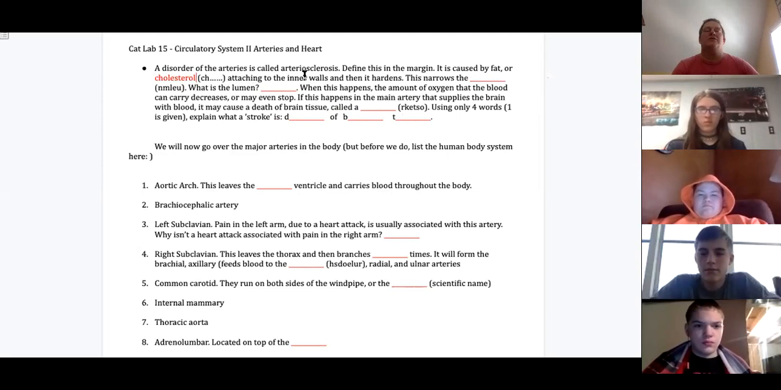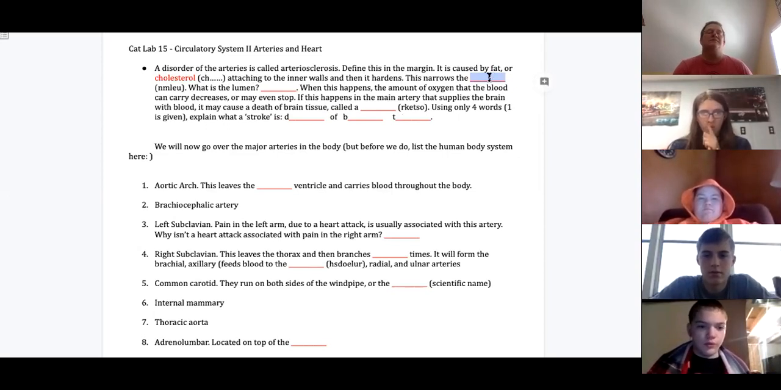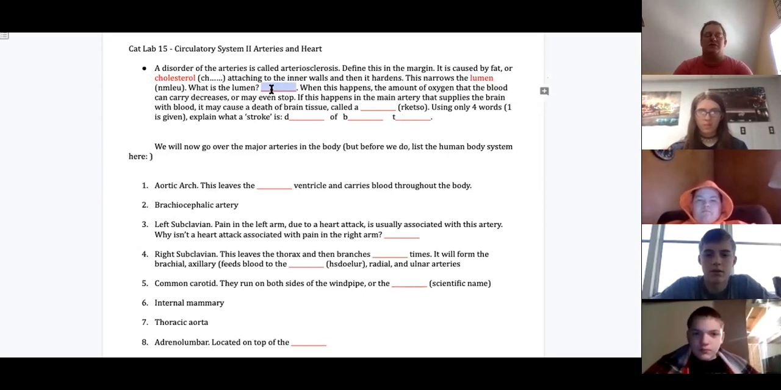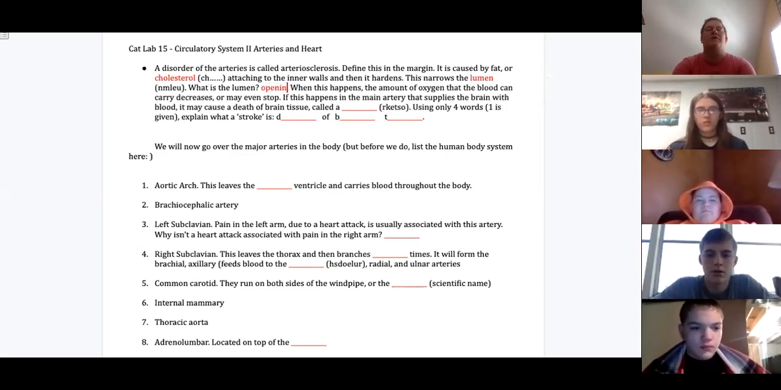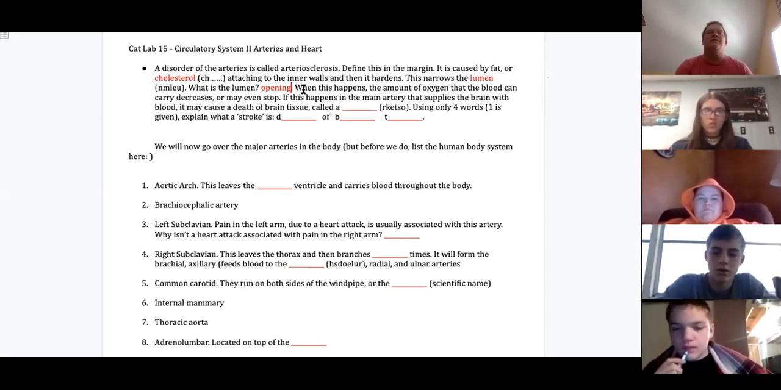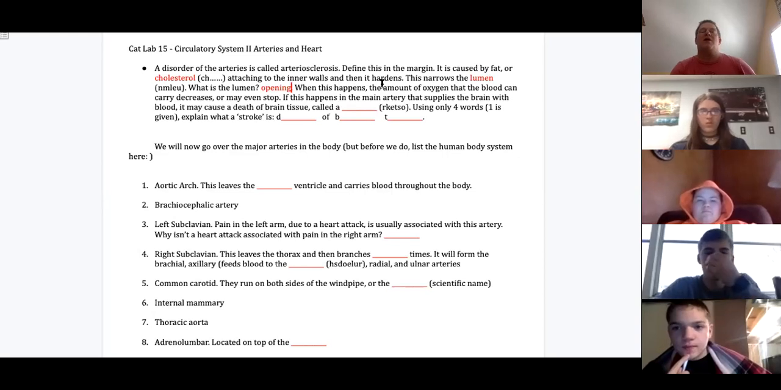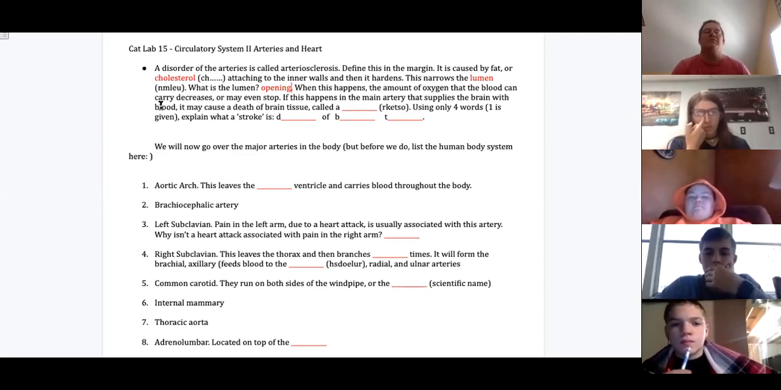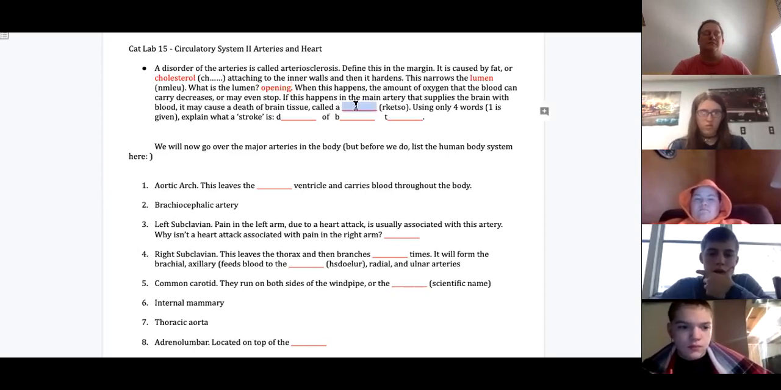So cholesterol attaches to the inner walls and then it hardens. This narrows the blank. Unscramble that. Lumen. The lumen. And the lumen is just the opening. The channel, open space. Okay, when this happens, the amount of oxygen that the blood can carry decreases or may even stop. If this happens in the main artery that supplies your brain with blood, it may cause death of brain tissue called a stroke.